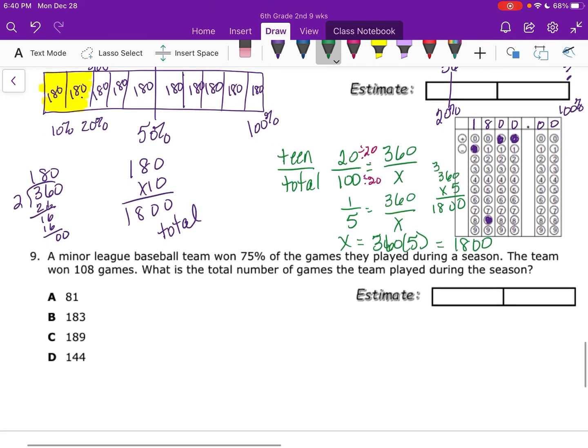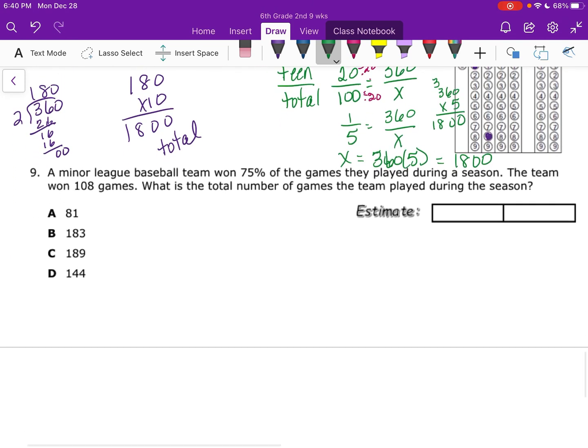All right, last one to try by yourself. I know you can do this. Pause it, see what you get for your answer. They won 75% of the games they played. The team won 108. So that means we're going to be missing the total. What's the total number of games?